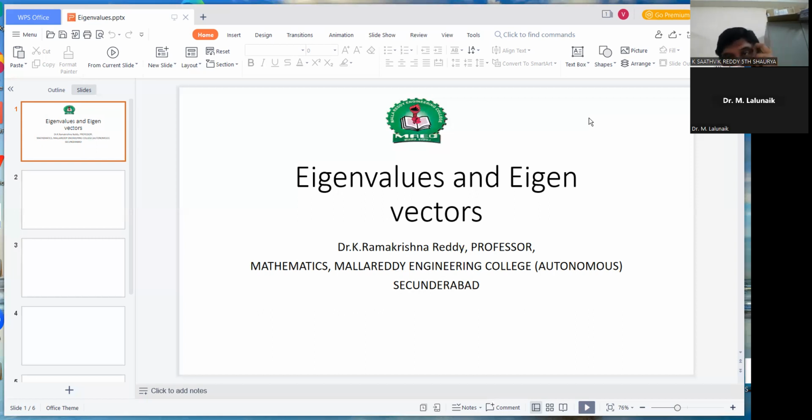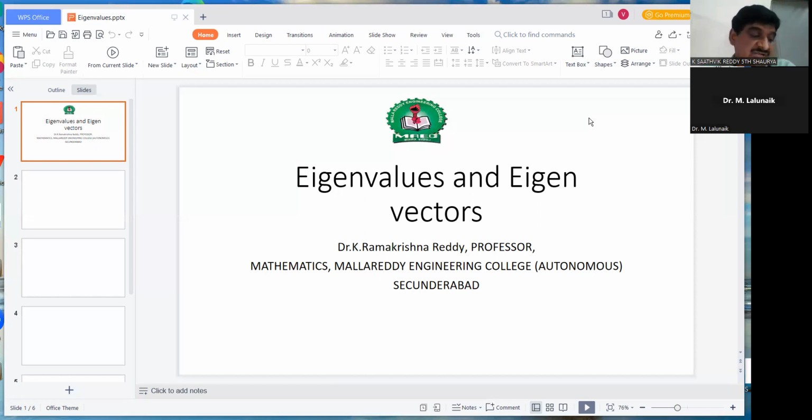Now we go to the second property of eigenvalues and eigenvectors. Here we take the square matrix A, and let X be an eigenvector of the square matrix A corresponding to the eigenvalue lambda. Then multiplying by a non-zero scalar k, kx is also an eigenvector of A corresponding to lambda, where k is a non-zero scalar. Here we can prove this property.